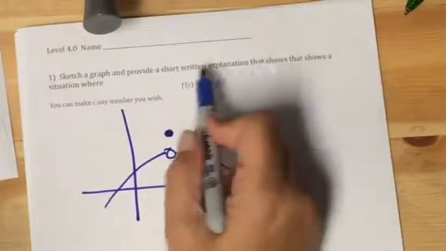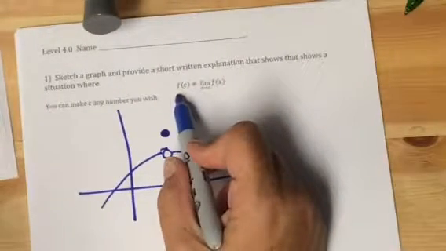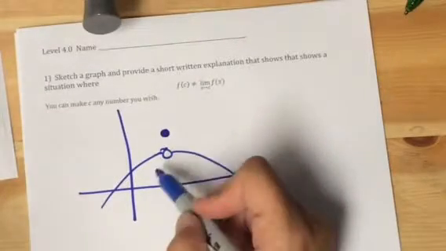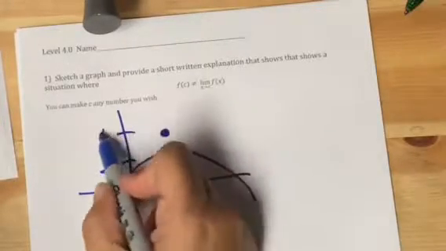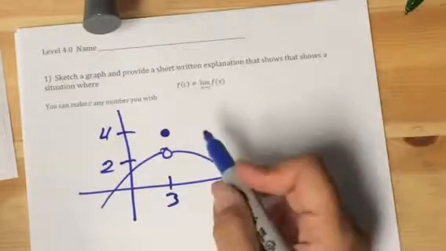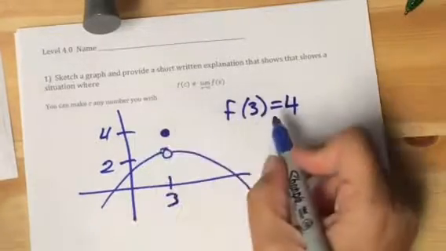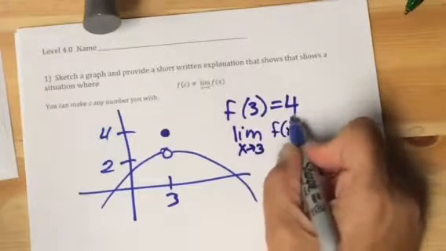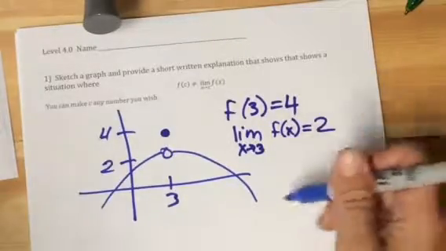But I didn't write the question very well. I should have said sketch a graph that shows a situation where f of c exists and the limit exists, but they don't equal each other. So I was kind of looking for, you're telling me that the limit did exist and that the function value did exist, but they didn't equal each other. So in this case, f of 3 equals 4, and the limit as x approaches 3 of f of x equals 2, and they don't equal each other. And I was looking for you just to kind of write that out.